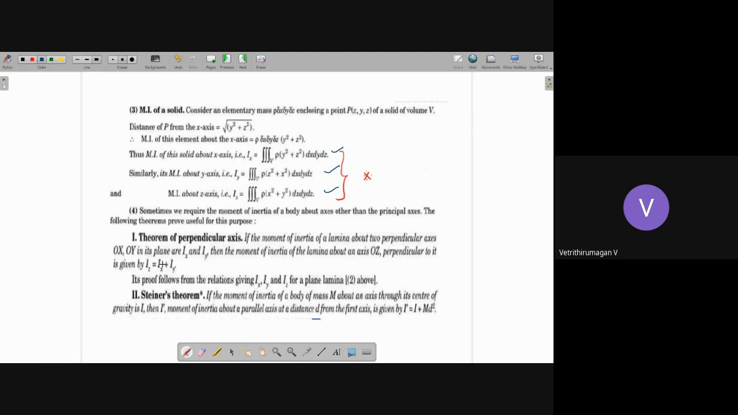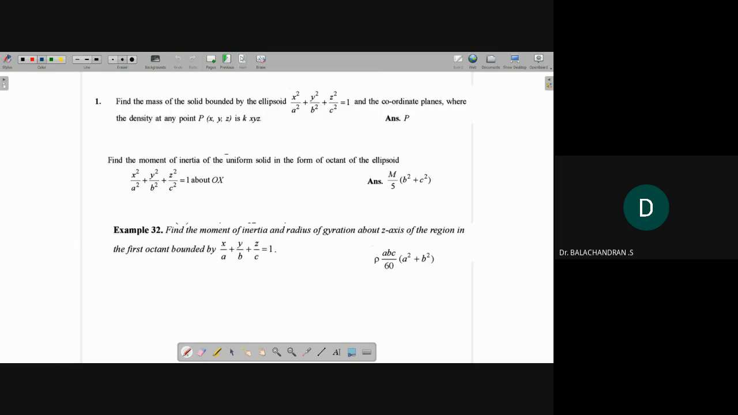Sir, we didn't use triple integral or double integral, sir. We just use the concept, m r square. Yes, sir. Okay. Yes, I understand. Because in plus 1, plus 2 level, you study only single integral. Yes, I know that. Okay. Yes.